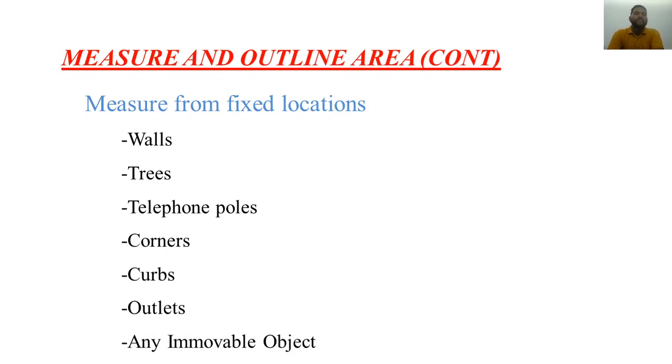Also, in order to measure the distances, measure from fixed locations such as walls, trees, telephone poles, corners, curbs, outlets and any immovable object. From all these things, the investigator can measure the distances.